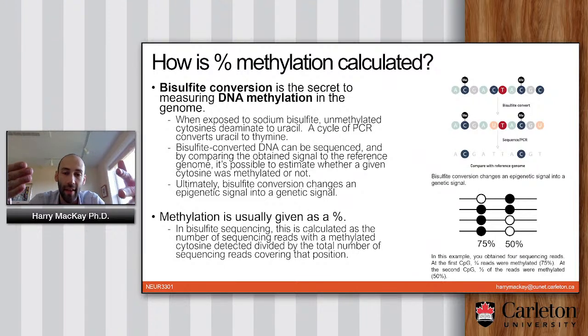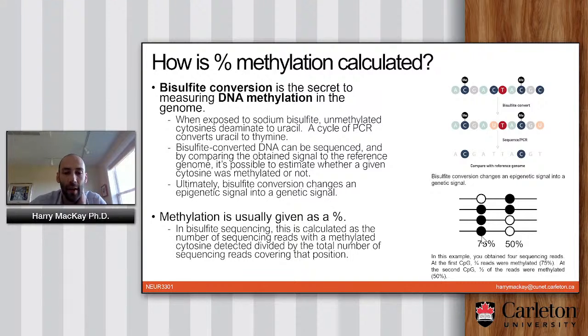Because you can map these sequences onto the reference genome, you can tell how many of the DNA strands you had in your input were methylated and how many were unmethylated just by counting up the number of thymines you see relative to the number of cytosines you see. And then from that, you can compute the percent methylation.